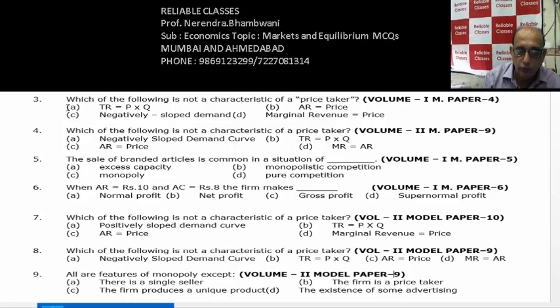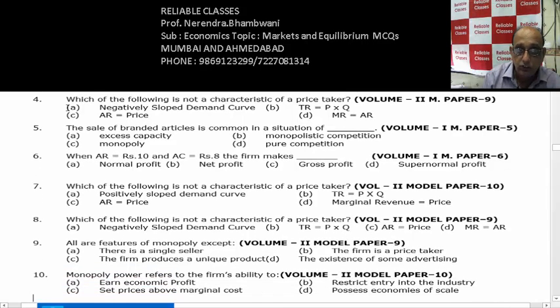All are the features of monopoly except. Now they are telling which is not a feature of monopoly. There is a single seller. Yes, this is a feature. The firm is a price taker. So the firm is a price taker. This is not a feature. The firm is a price maker. The firm produces a unique product. Yes, अकेला है वो, unique ही है. The existence of some advertising, that can be advertising also.